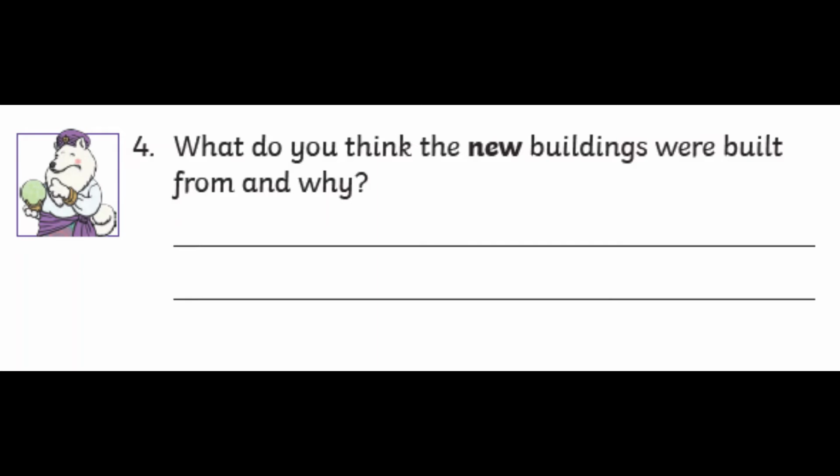Welcome back. So the question says, what do you think the new buildings were built from and why? So use the information from the text and the information you might have already learnt about the Great Fire of London and think about what those new buildings might have been made from and why. What is the reason for that? Pause the video and write down your answer.